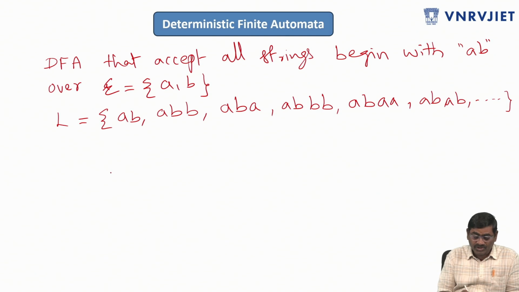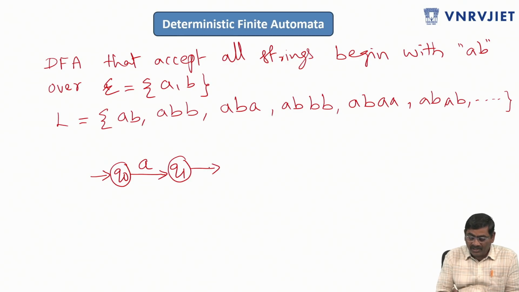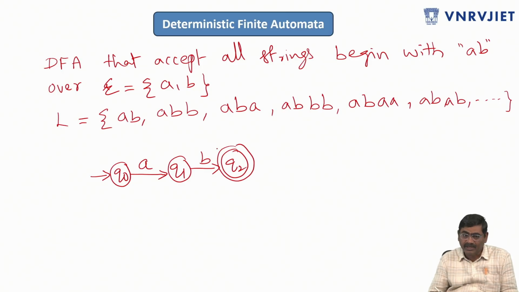So here I am going to start with the state Q0. Q0 is my initial state. Q0 on A reaches the next state, that is Q1. Q1 on B reaches the next state, that is Q2. Q2 should be the final state because the minimum length string is AB, and that should be accepted.